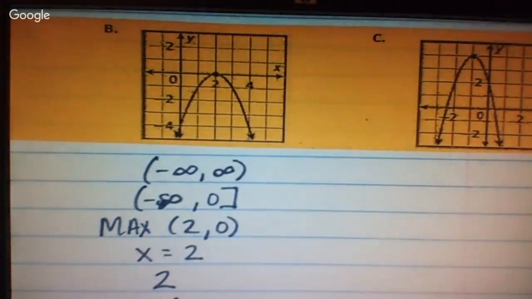Okay. Again. Domain. To the left. Negative infinity. To the right. Infinity, positive.